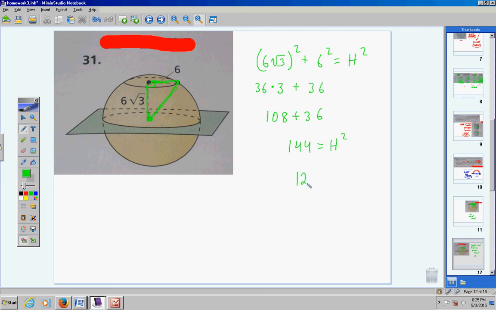Take the square root of both sides, and we have the radius, which is 12. So the radius of the sphere is 12. So the radius of the great circle is 12.